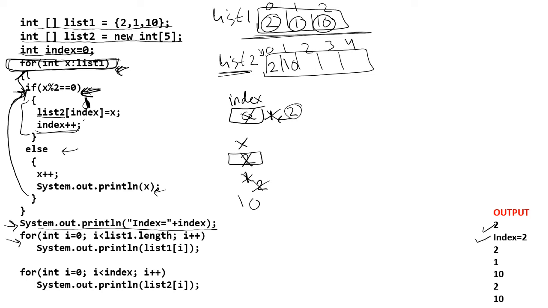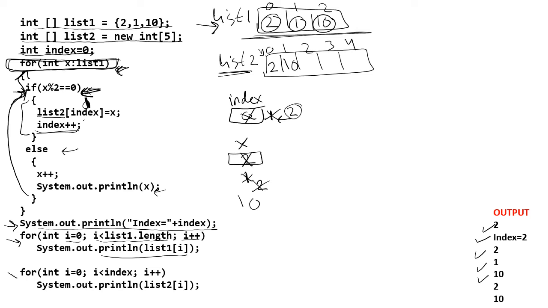Then you should have a for loop, says for integer I equals 0. I should be less than list1 dot length. I plus plus. Do the output of the element in list 1. This is list 1. And I have to do the output of the elements. The elements are 2, 1, and 10. So I have here 2, 1, and 10.